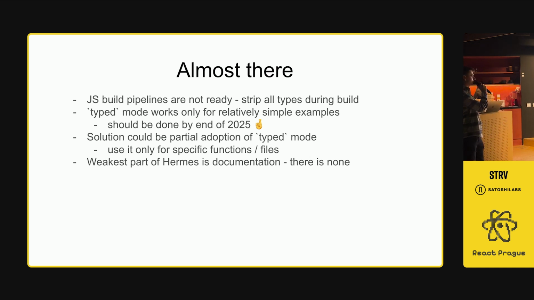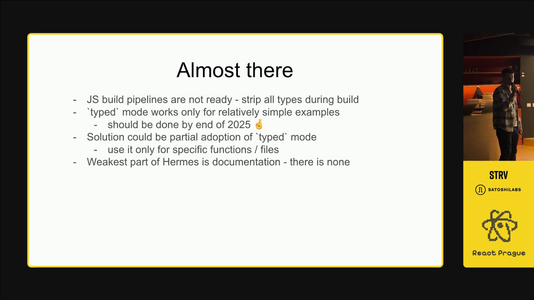There are a few issues. First of all, our pipelines are built to strip types away. That's an issue. There is currently no way to transpile your code and keep your types in a place so you can feed it into Hermes. Type mode works for relatively simple examples and benchmarks yet. It's not even possible to compile React Native with it.